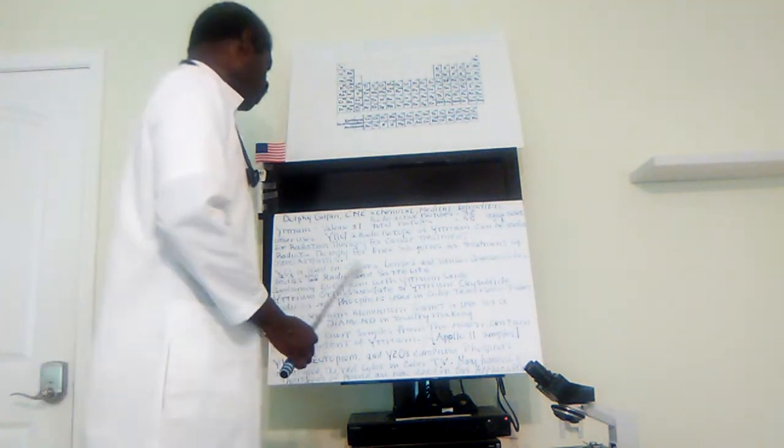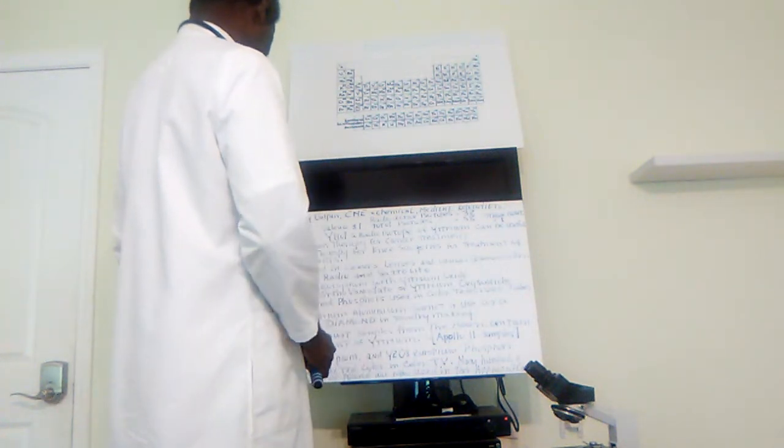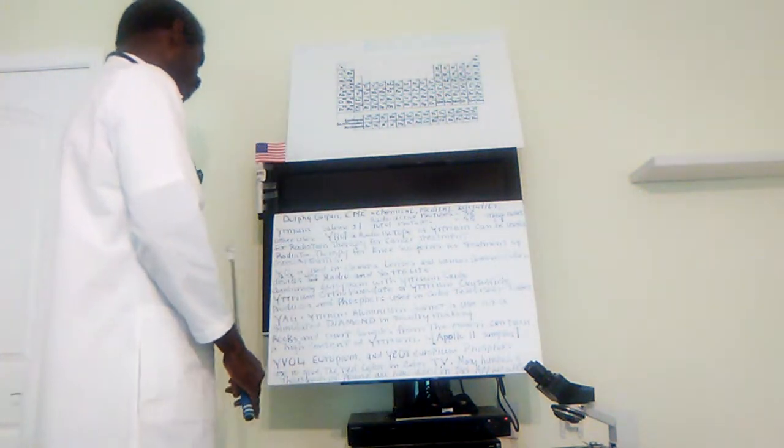Y2O3 is also found in camera lenses and various communication devices such as radio and satellites. And combining europium with this yttrium oxide, yttrium orthovanadate or yttrium oxysulfide produces red phosphors used in color television tubes. Now, we have mentioned this quite a number of times.